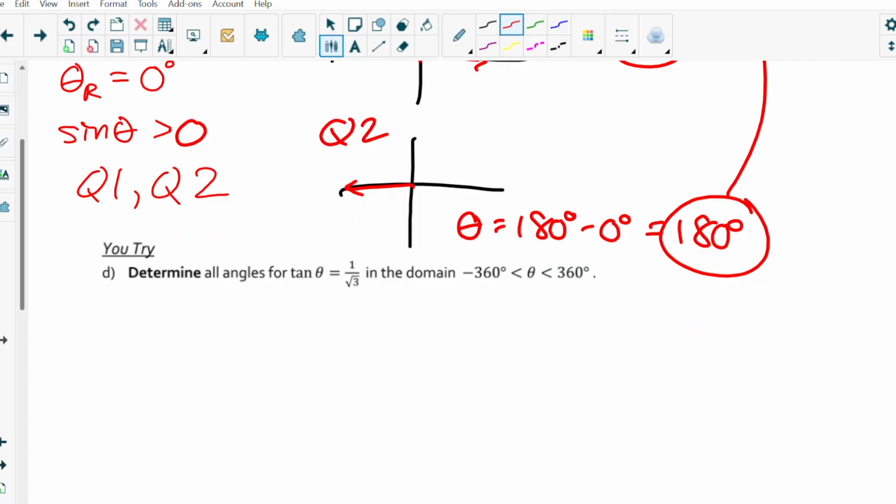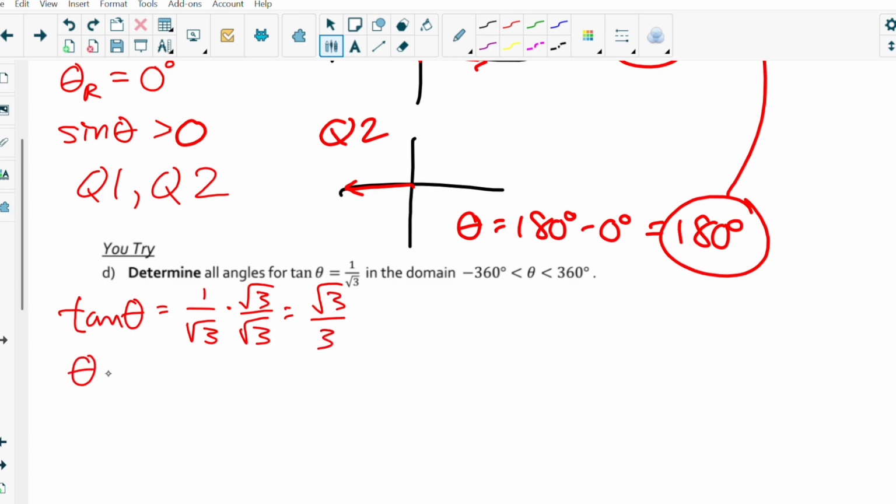Okay, you try. So pause it here, give this a try, and then come back to it. Okay, determine all angles for a tangent of theta equals 1 over square root of 3 in the domain negative 360 to positive 360. Okay, so let me rationalize this denominator. Okay, so there it is. Let's find the reference angle. So the inverse tangent of the absolute value of square root of 3 over 3.